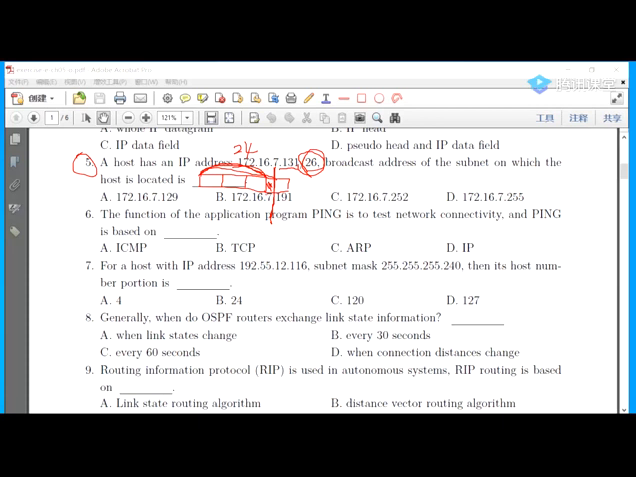Now let's turn 131 into binary. 131 is 1 0 0 0 0 0 1 1, right?